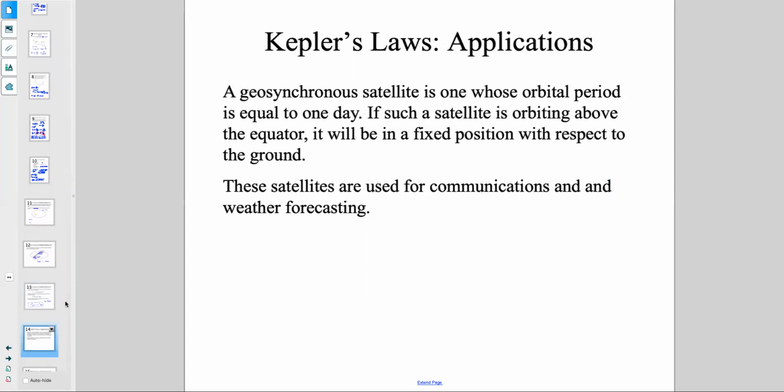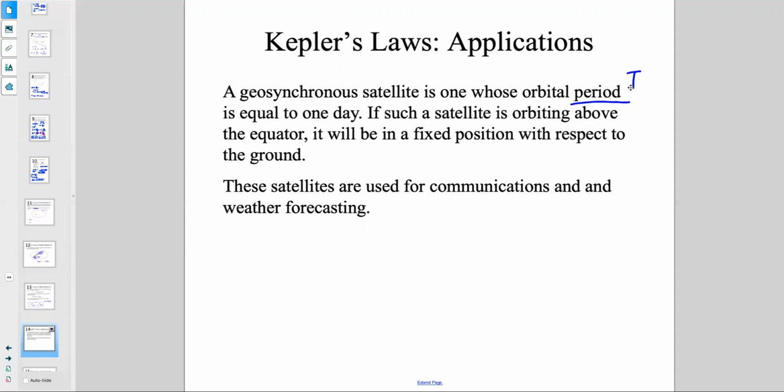A geosynchronous satellite is one whose orbital period, or T, is equal to 1 day. In other words, it will take 1 full day to do one complete rotation around Earth. It's also important to note that the period of Earth is the same. The period of the Earth is the amount of time it takes the Earth to do one complete rotation around itself, which is the same for this geosynchronous satellite.